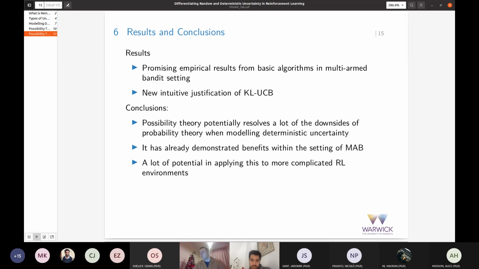Okay, so conclusions. Possibility theory has the potential to resolve a lot of the downsides of modeling deterministic uncertainty with probability theory, and has already demonstrated benefits within the setting of multi-arm bandits. And there is definitely a lot of potential in applying this to more complicated reinforcement learning environments, which is what I'm trying to do now.